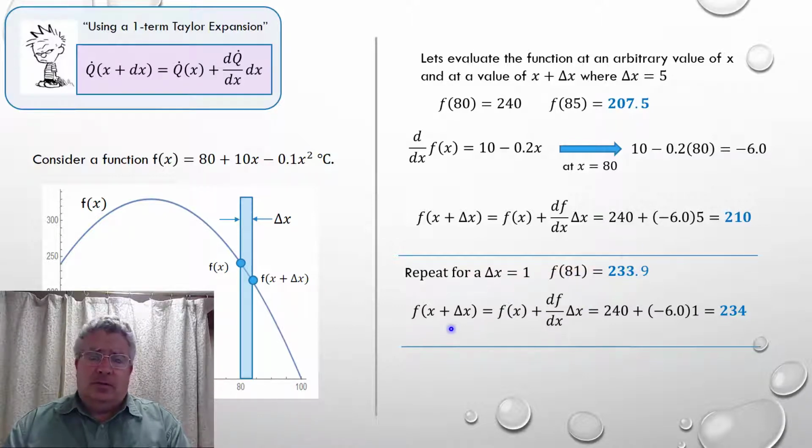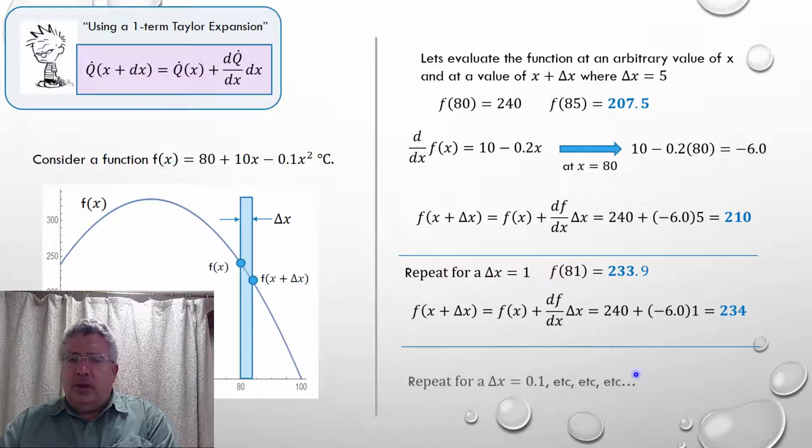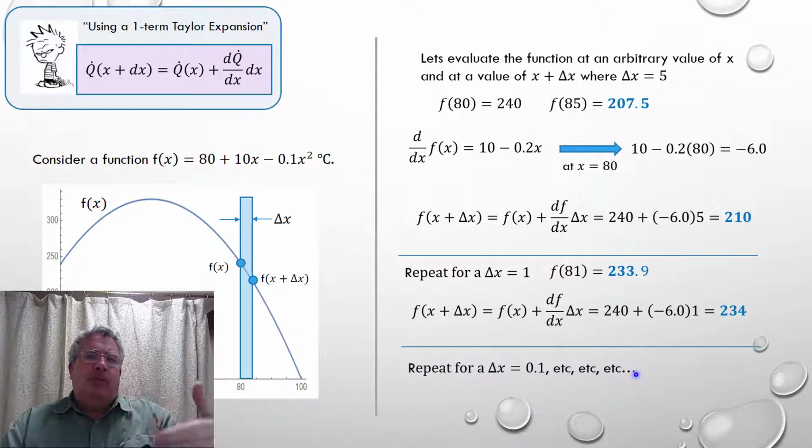So again, if I use the Taylor series approximation, the value at 80 is 240. The value of this derivative doesn't change, that's the point, so this stays minus 6. Now multiplying it by our new delta x, which is 1, we get to 234. So you can see that these are very close. And of course, we could repeat this for 0.1, 0.01, etc., and that would give us a better and better value. So by using the one-term Taylor series expansion, we are able to convert this term into something that we can work with.